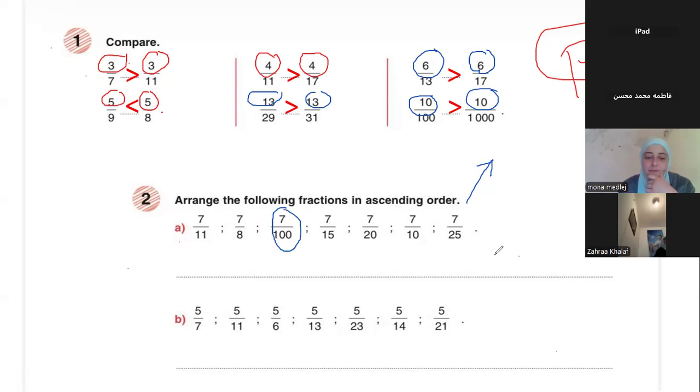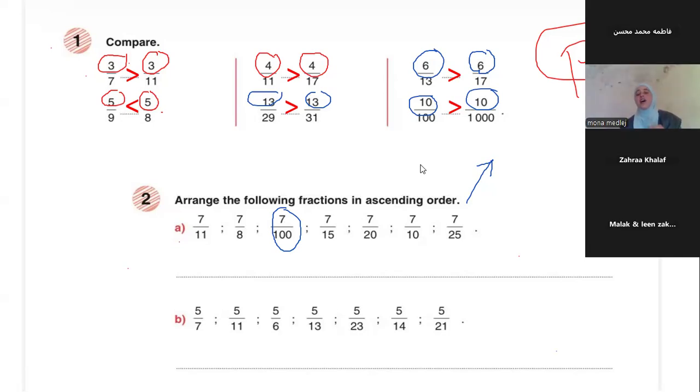Why? Because there is a bigger number. Excellent, because we have in the denominator a bigger number. Yani we must divide into a bigger number of pieces. The size of the piece will be smaller, because I divide by a bigger number. Do you understand? Yes. Okay. So we choose 7 over 100, the smaller fraction. Then 7 over 25, 7 over 20.